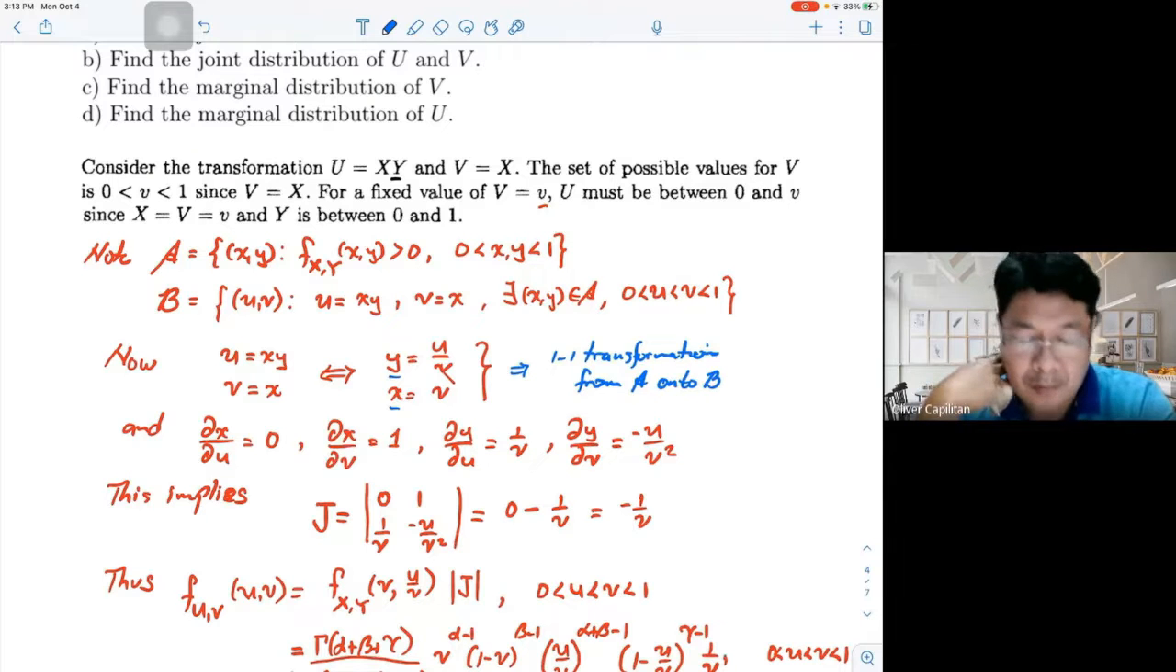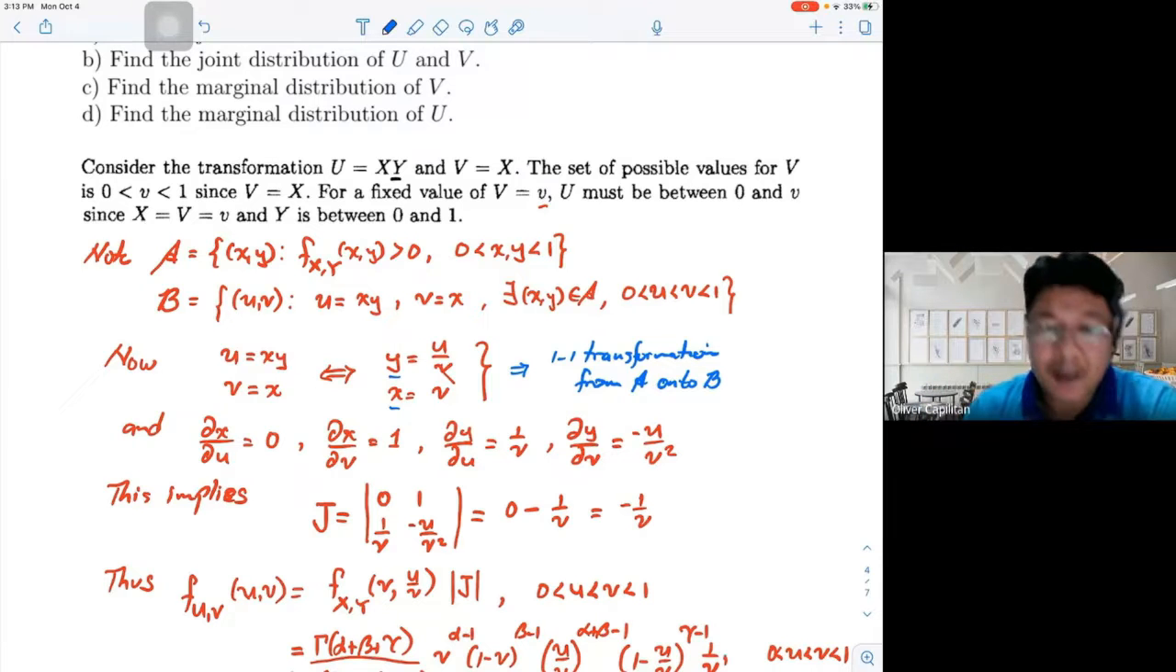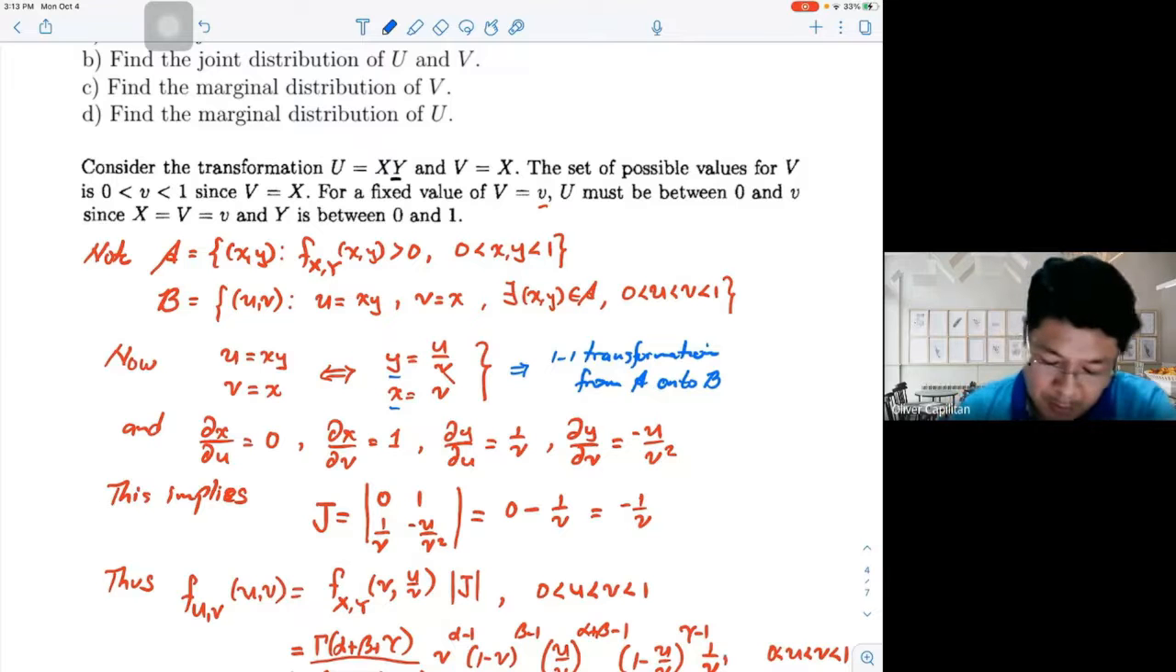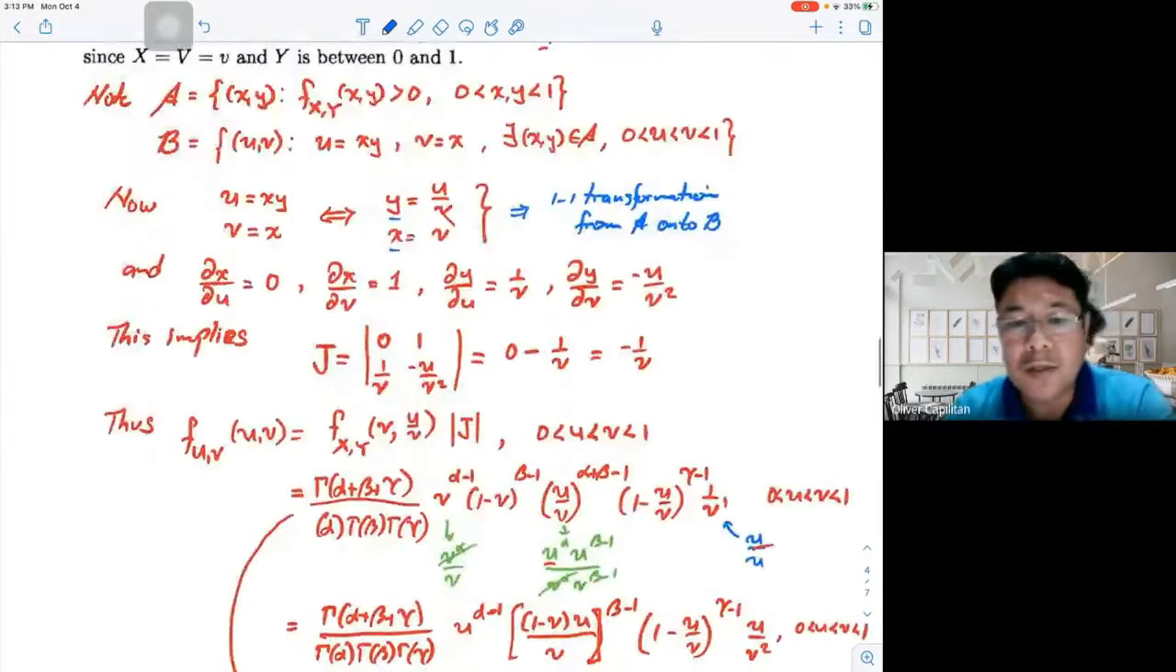It's actually the determinant of the matrix of the partial derivatives. So first, the partial derivative of x with respect to u is 0. The partial derivative of x with respect to v is equal to 1. The partial derivative of y with respect to u is 1 over v. And the partial derivative of y with respect to v is negative u over v squared. It's easy to verify that one. And therefore the Jacobian of our transformation, the determinant of the matrix of partial derivatives, has the value negative 1 over v.